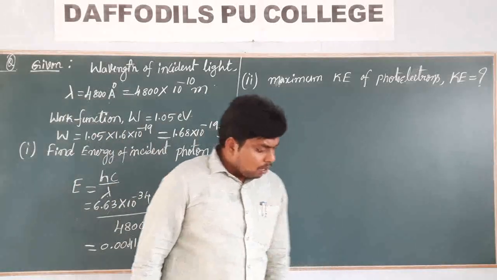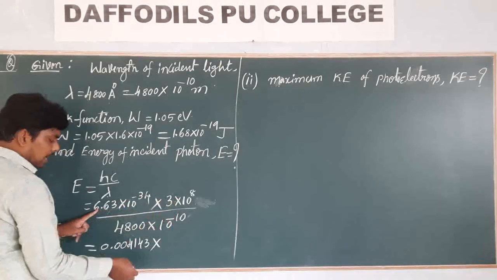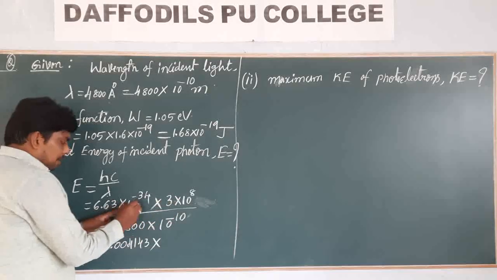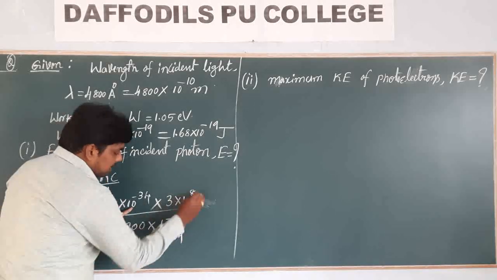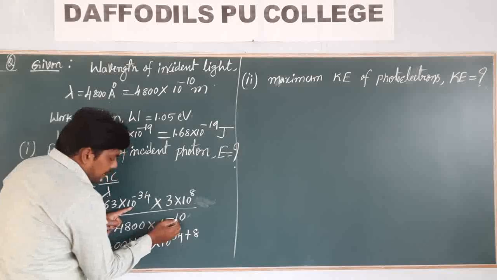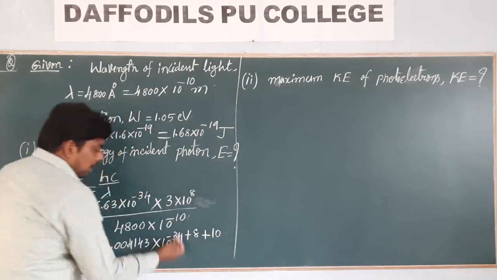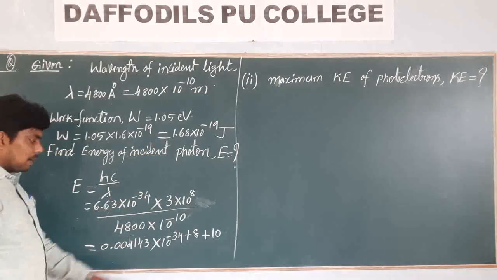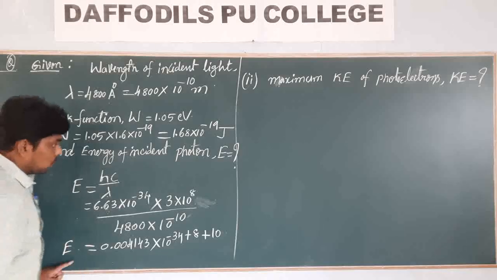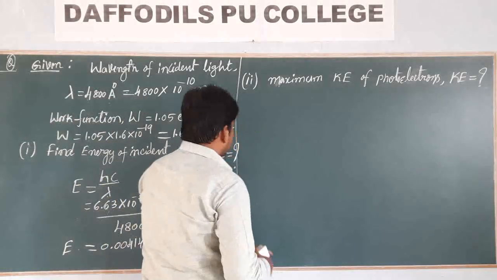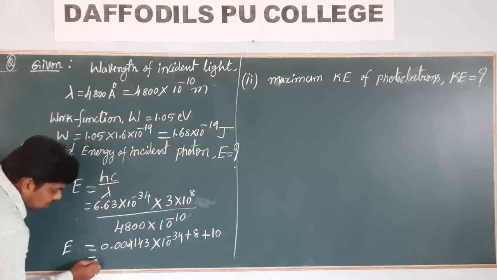Now we have to calculate the powers. We have just calculated 6.63 into 3 divided by 4800. What about the powers? 10 to the power minus 34 plus 8. If you take this one to the numerator, what will it be? Plus 10. A negative power will become a positive power when you take it to the numerator. Now, energy is equal to. Shall I write here except only? Yes.